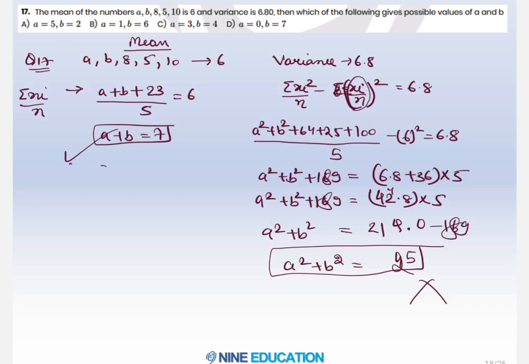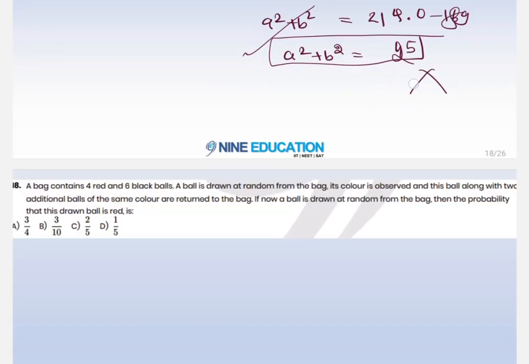So again let us check. 5 square plus 2 square, 25 plus 4, 29, not satisfying. 1 square plus 36, not satisfying. 3 square plus 4 square, 4 square 16, 3 square 9, satisfying. So therefore option C, 3, 4 is correct.